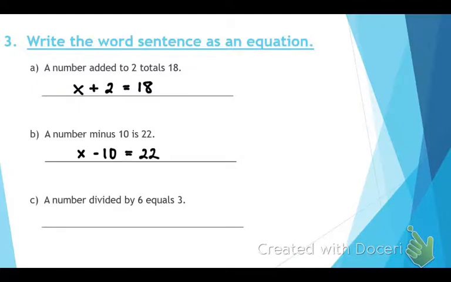Very good. We have one final one left. A number divided by 6 equals 3. Halen, what do we always do for divided by? Fraction bar. We are going to use a fraction bar. Okay, remember, I don't want to see this little division sign. I would like to see a fraction bar. Go ahead. X over 6 equals 3. That is correct.